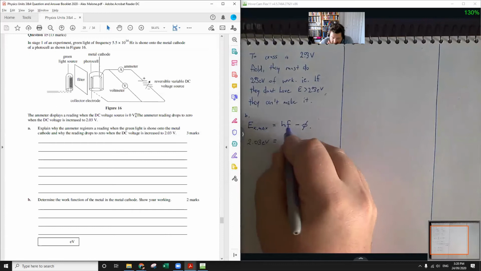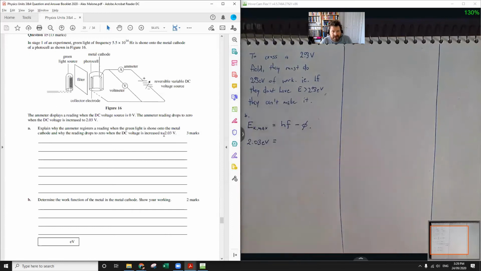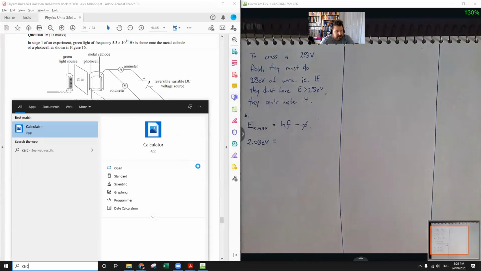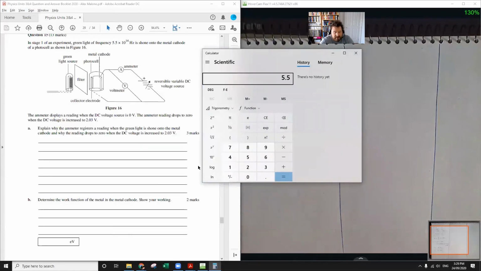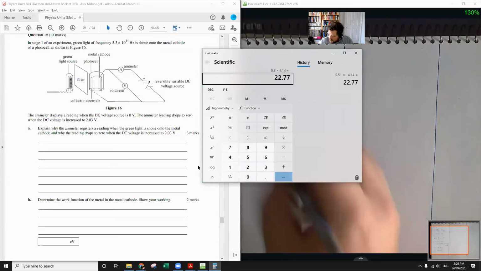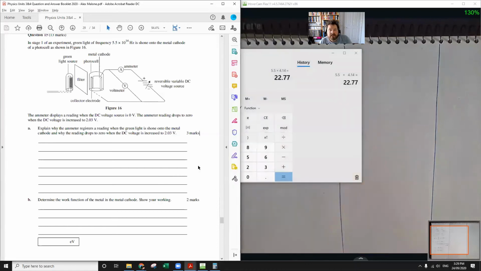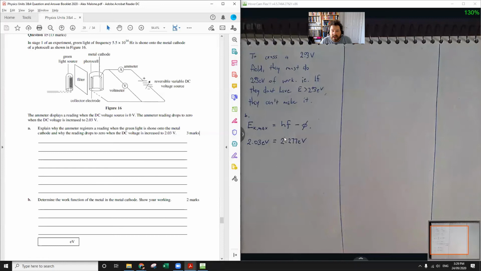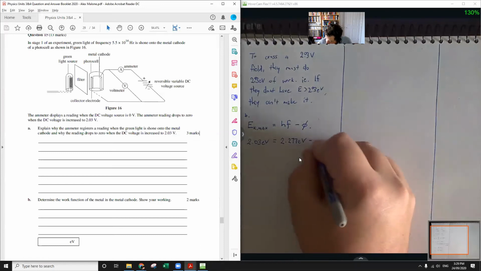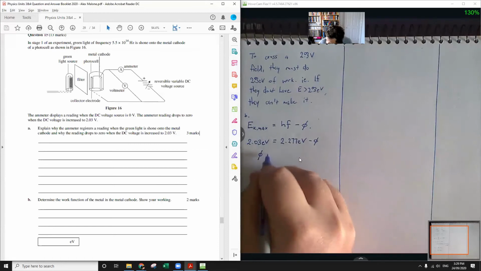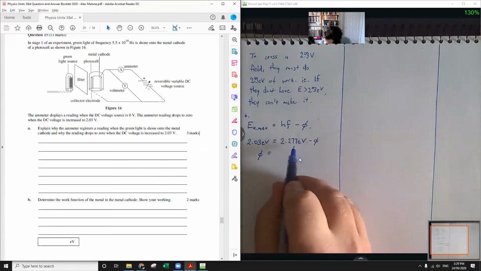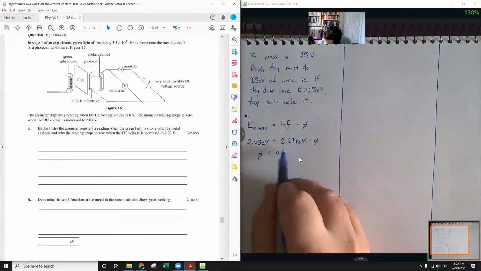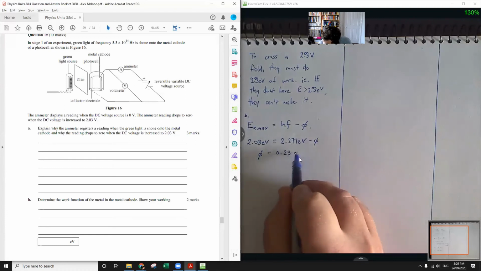We already worked out previously that our hf was, where did I do it? Oh, I've got rid of it. What an idiot. 5.5 times 4.14, 2.277 electron volts was how much energy our green light has, minus phi. So phi in this case, the work function, is 0.237 electron volts.